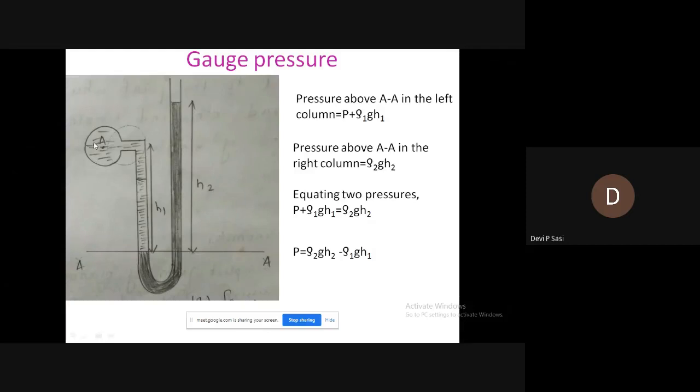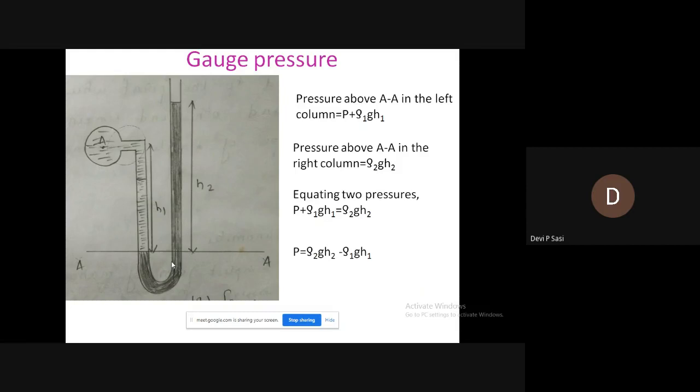Now, you can see two liquids are present here. One is represented by dotted lines and the other one is represented by shading. Dotted lines represent a liquid and the shaded region represents another liquid. Now H1 is the height of the light liquid above the datum line.